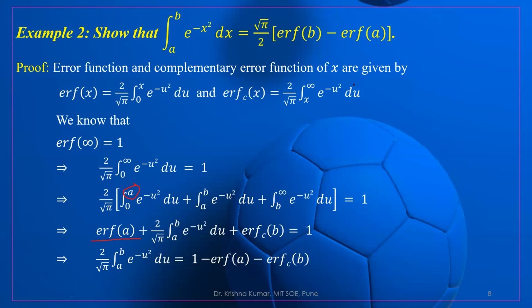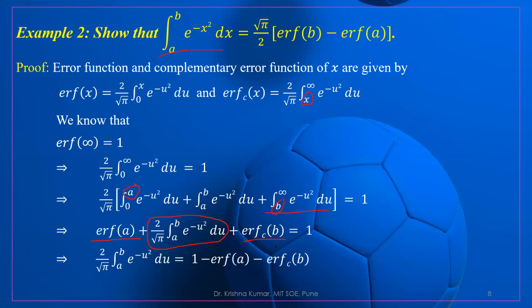Similarly, if we come to the last part, this is nothing but the complementary error function of B, because in place of X we have B. So we can write it as the complementary error function of B. The middle part we write as it is. We cannot change the middle part because this is the left hand side of our result. So what we are getting is the error function of A and the complementary error function of B.